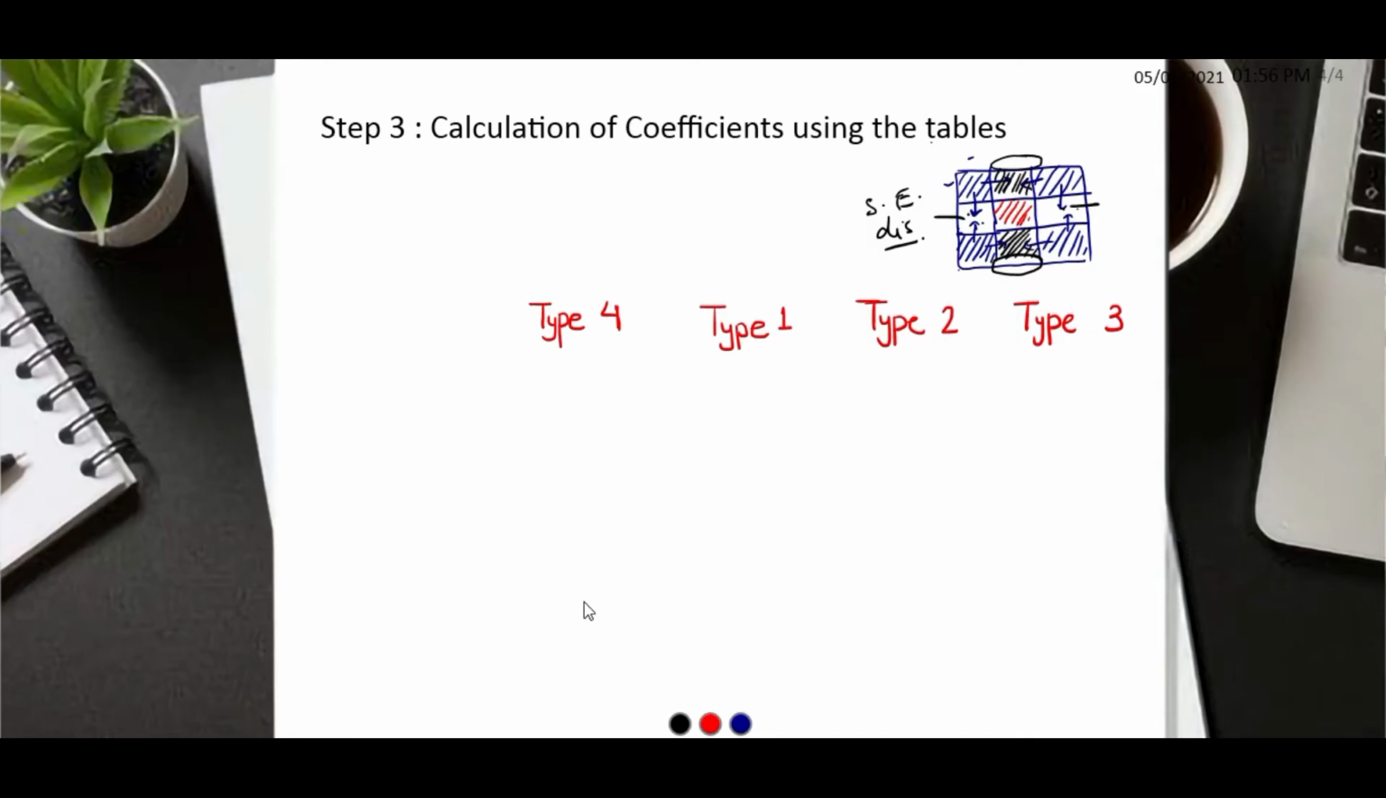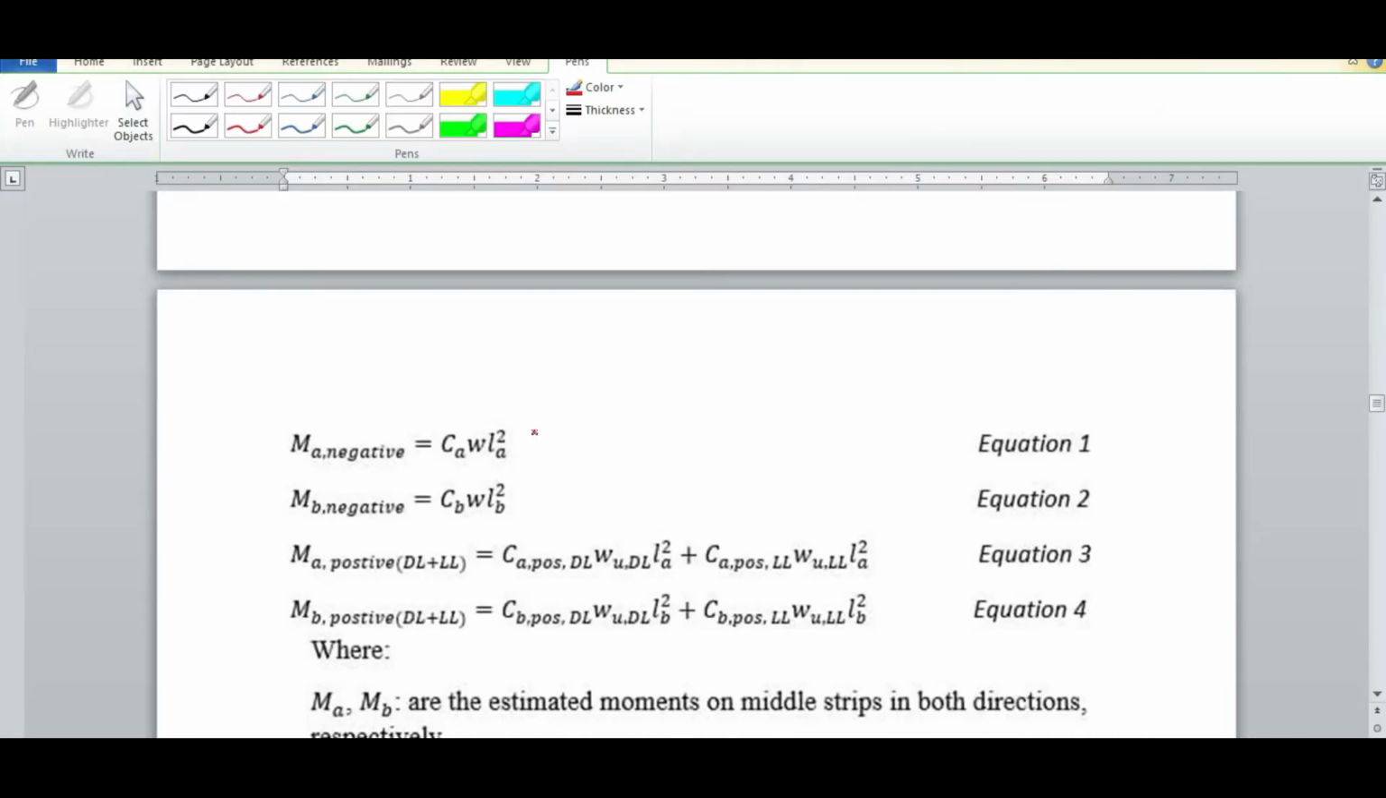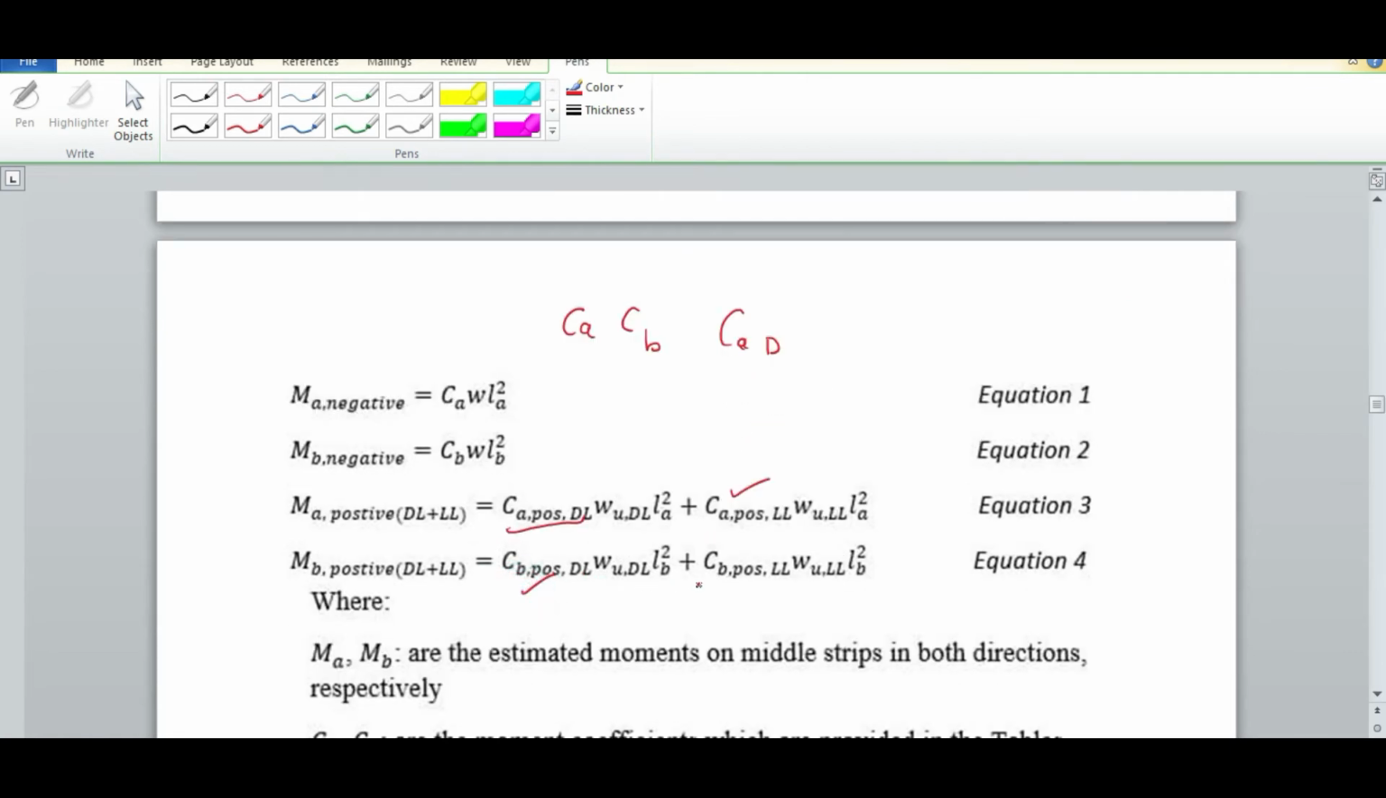Now what values of coefficient do we need to find? Let us check the moment equations. As I showed previously, these 4 equations we need to use. So we need to find CA positive for dead load, CB for dead load, and CB for live load.